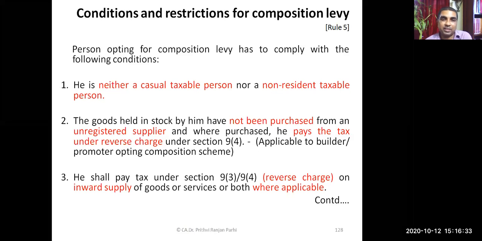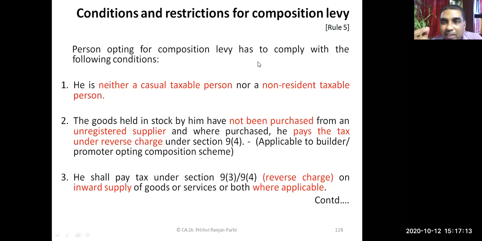Do you know who is a casual taxable person? Yes or no? Can you reply? Aditi, can you reply? The question is whether you know or not. Yes, sir. You know it, who is a casual taxable person?